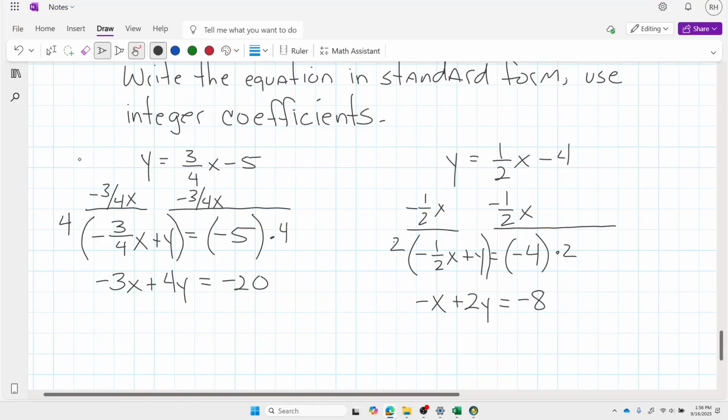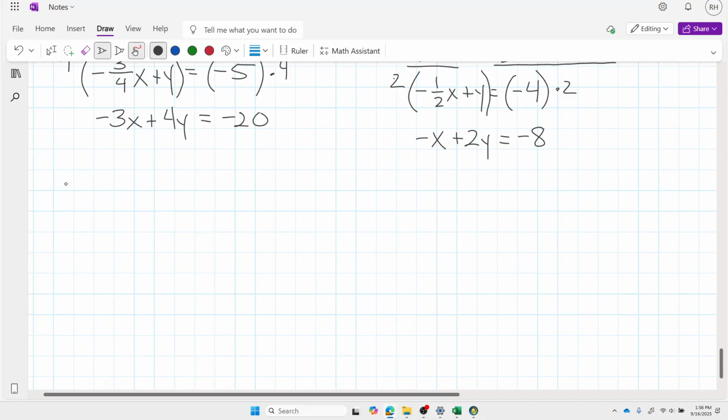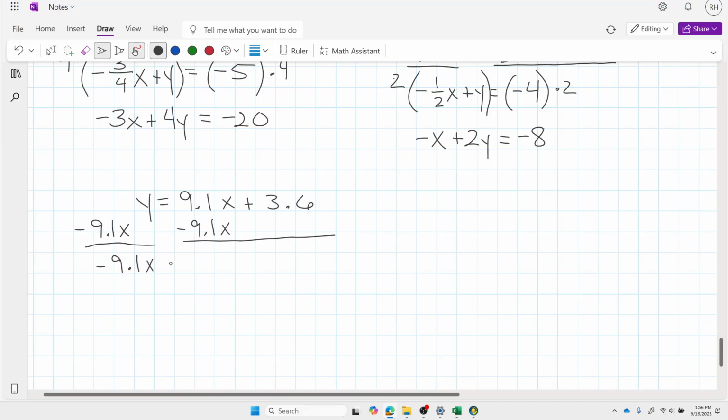All right. The other thing you will see today is y is equal to 9.1x plus 3.6. And you need it in standard form. So use the same technique, subtract 9.1x from each side. Get negative 9.1x plus y is equal to 3.6.